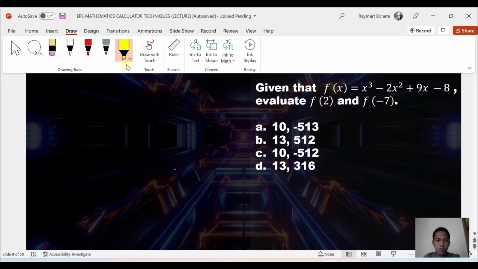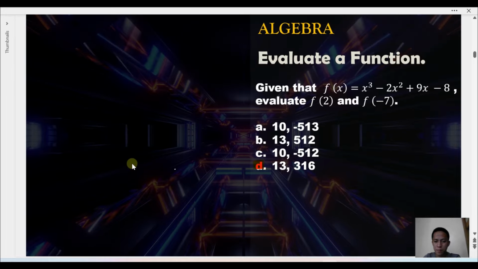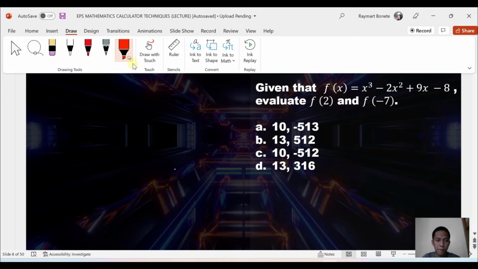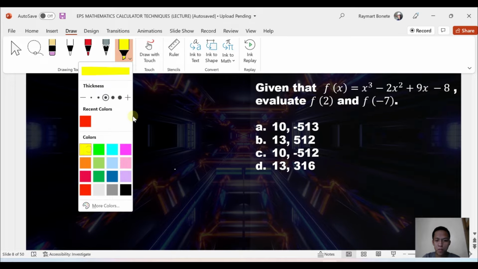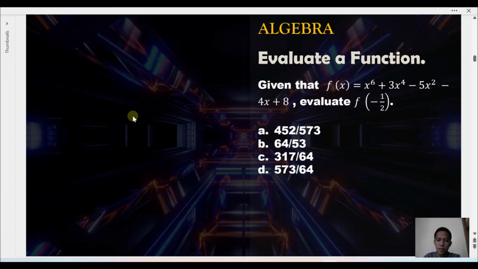So letter C, guys. Let's change the color, to a yellow-ish one. Letter C. Okay, next problem tayo, guys.